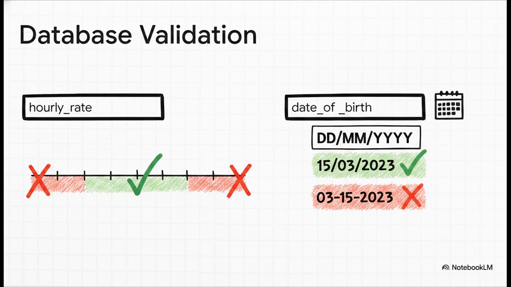And finally, validation. This is how we keep our data clean and reliable. For the hourly rate of pay, you could use a range check to make sure someone doesn't accidentally type in $1,000 an hour. And for date of birth, a format check is great to make sure it's always entered in the same way, like DD/MM/YY. These little checks are essential for data integrity.